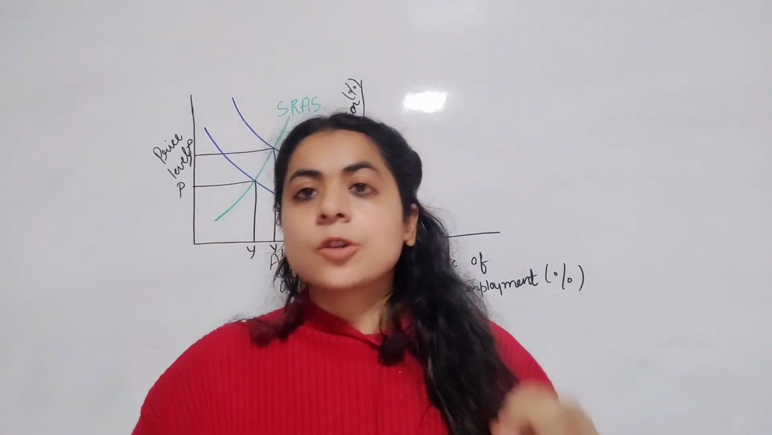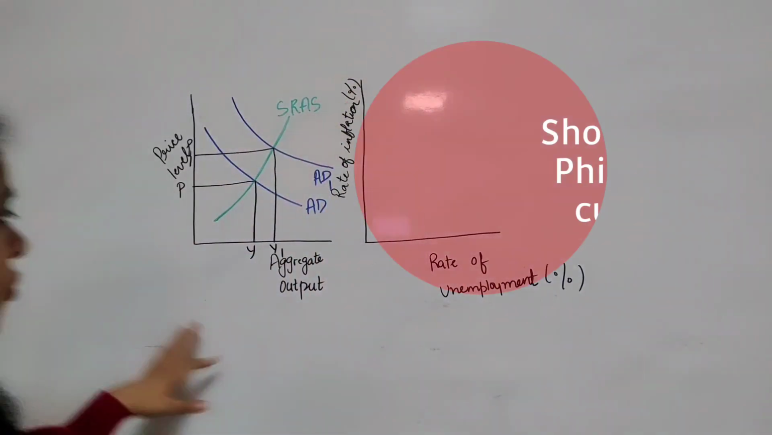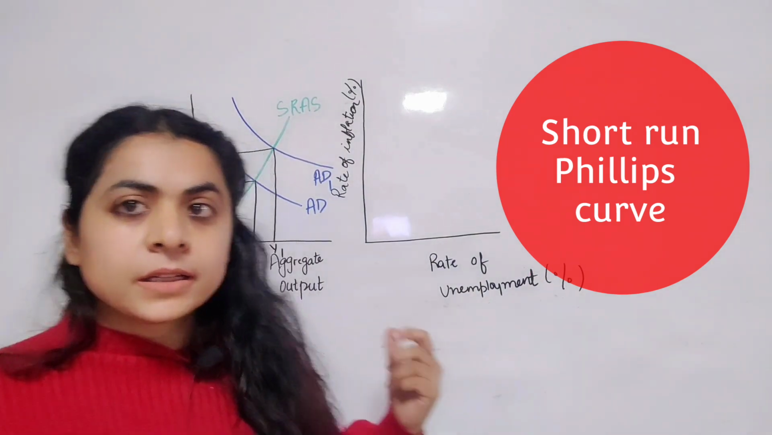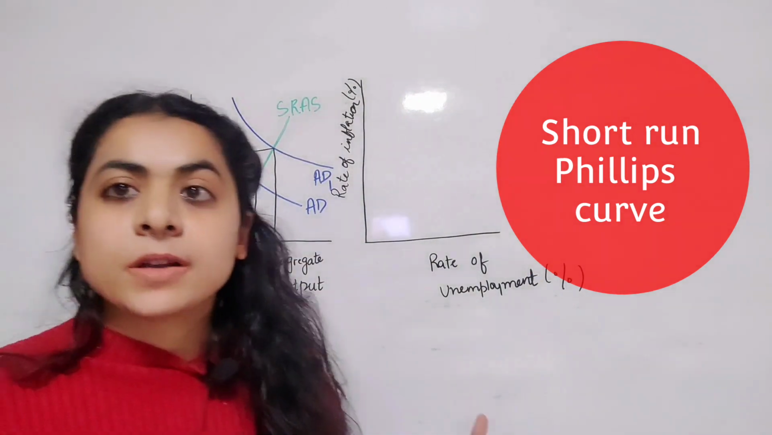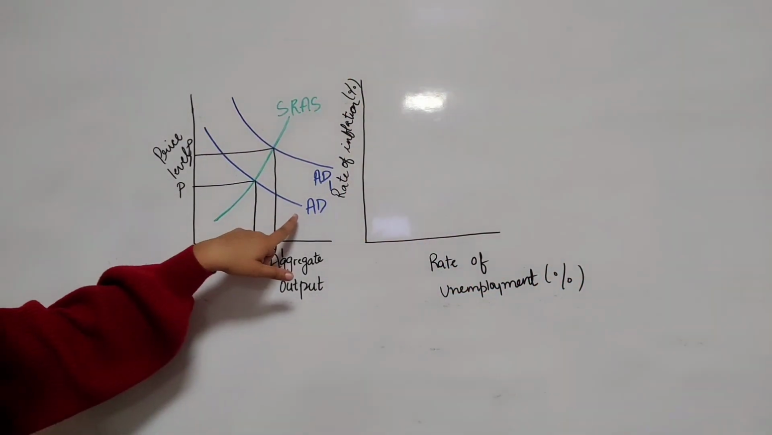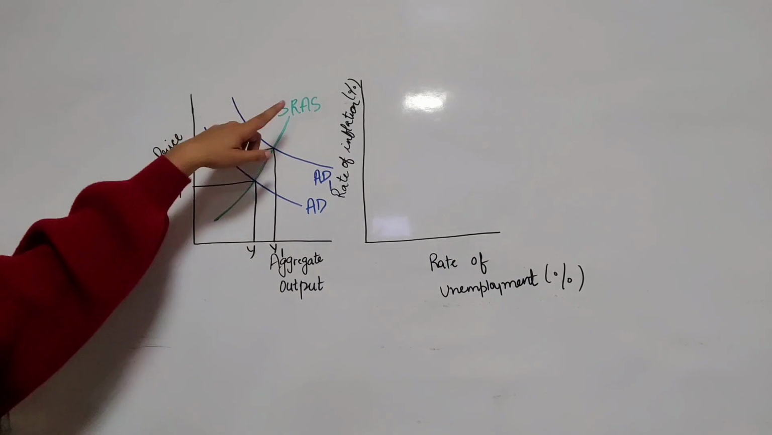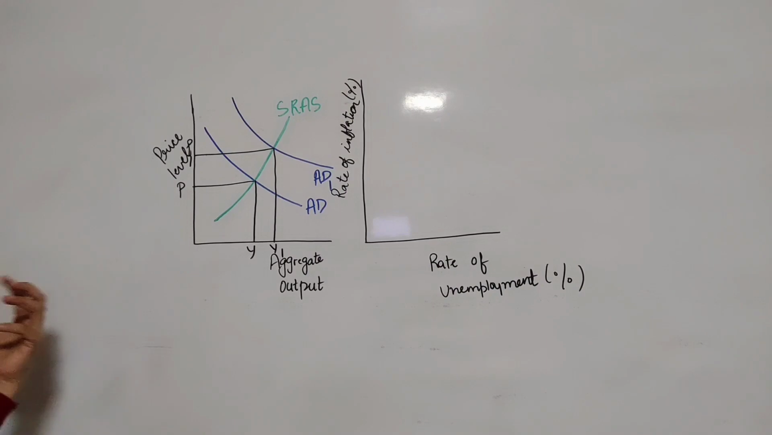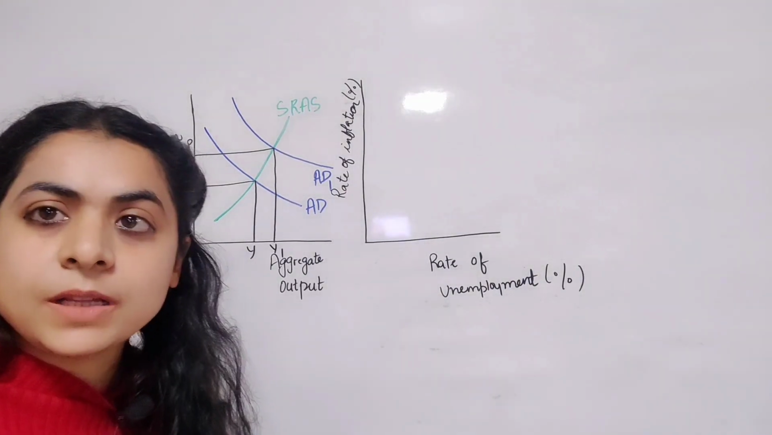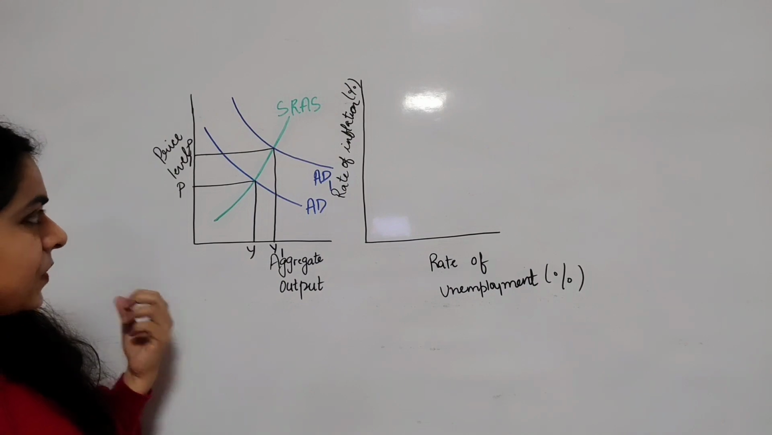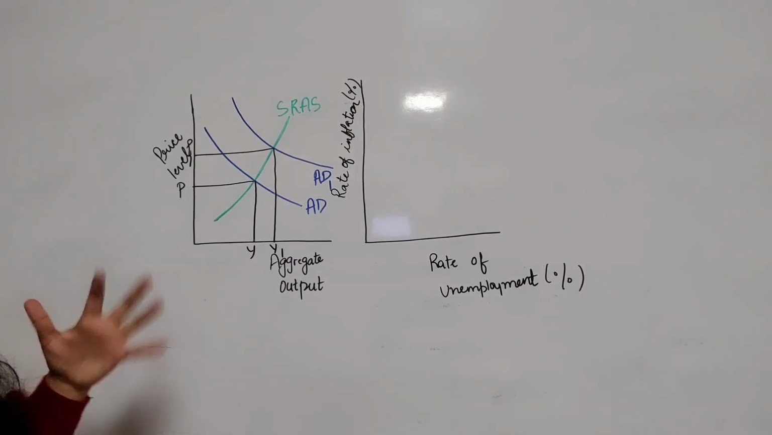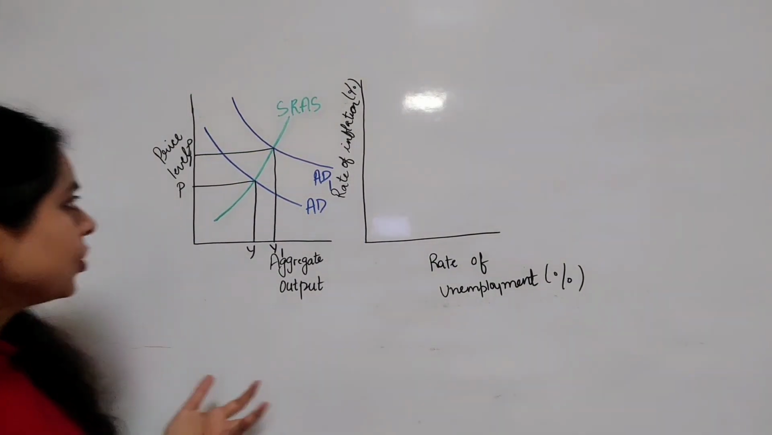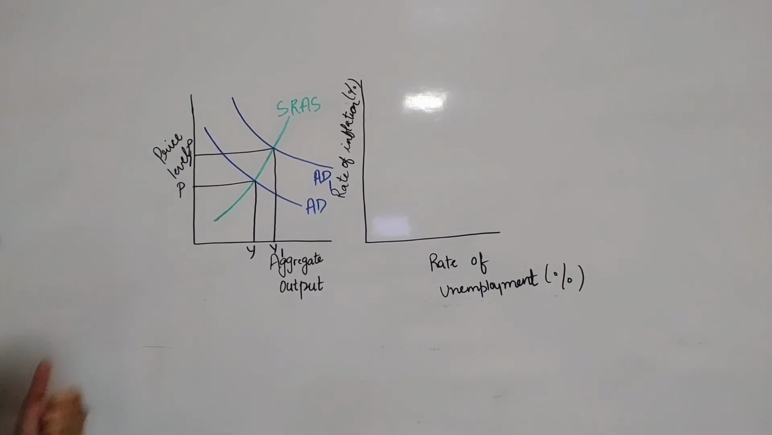Let's first understand the concept of the short-run Phillips curve. In the short run, we will be using the concept of aggregate demand and aggregate supply to understand it. Here we have our aggregate demand curve and the corresponding short-run aggregate supply curve, which is an upward sloping curve. Now let's say that there is an increase in aggregate demand, which could be due to any reason, maybe a fall in taxes, or some sort of expansionary monetary policy, or an increase in government expenditure. So this will lead to a rightward shift in aggregate demand.